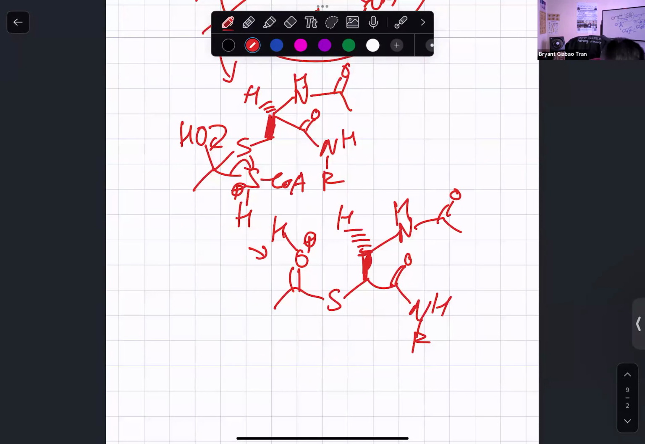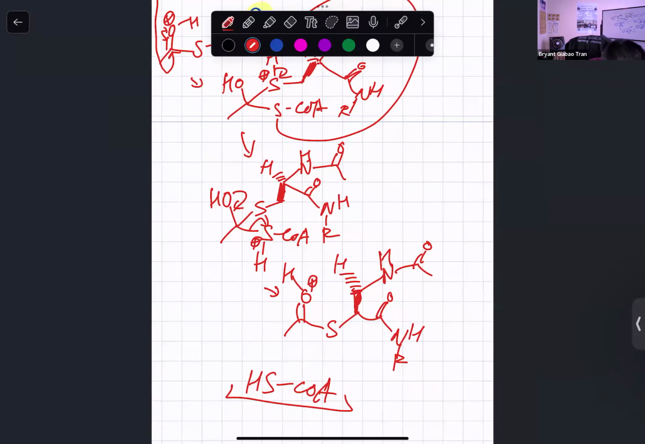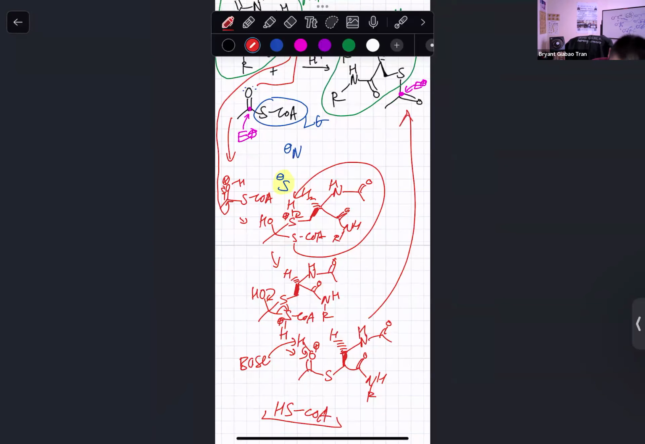Oh, wait, no, not yet. This is the leaving group right here, but you don't have to include that in the answer. The last step then would be to use the base to deprotonate this positive charge oxygen to give us our final answer here.